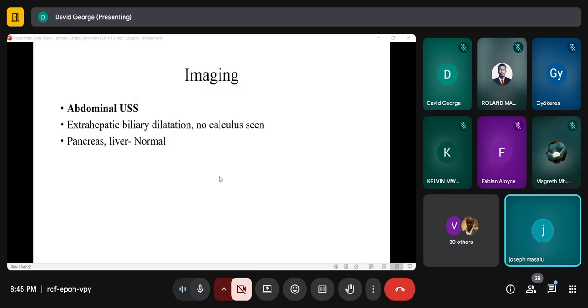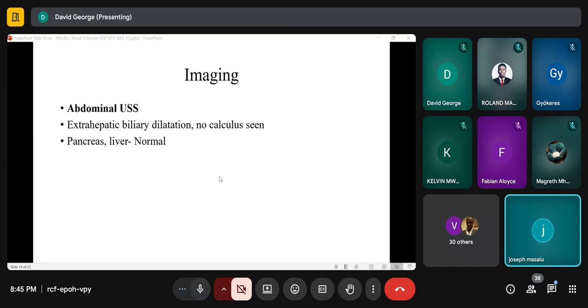So the things that can block a CBD can either come from outside of the common bile duct, inside the common bile duct, or on the walls of the common bile duct. So from inside the common bile duct, the most common is a stone.